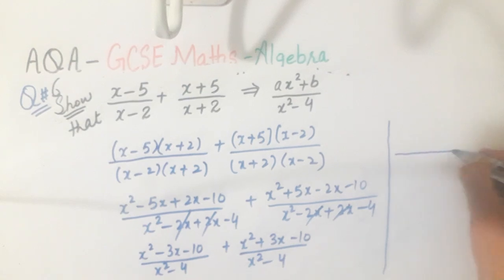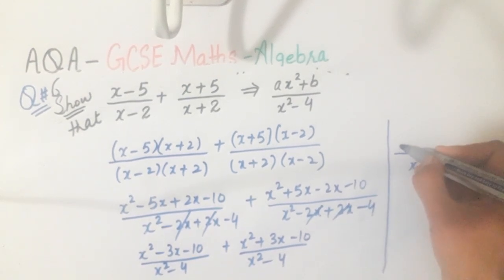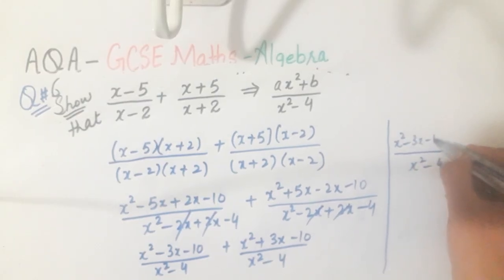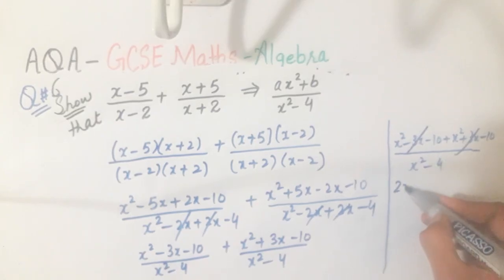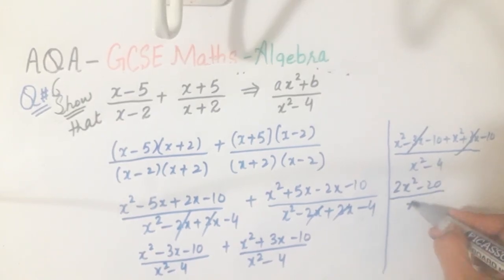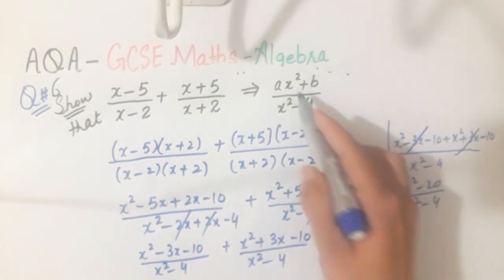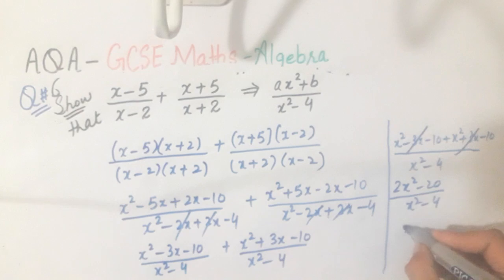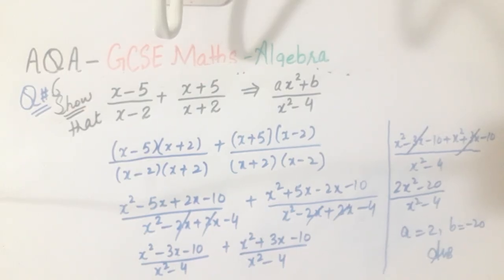Now we will take the LCM, that is x square minus 4, and in the numerator we will have x square minus 3x minus 10 plus x square plus 3x minus 10. That means 3x and minus 3x both are cancelled out. So this is (2x square minus 20) divided by (x square minus 4). Now we will compare this and find the values of a and b. So a will be 2 and b is minus 20. So this is the answer. Now we will solve the next question.